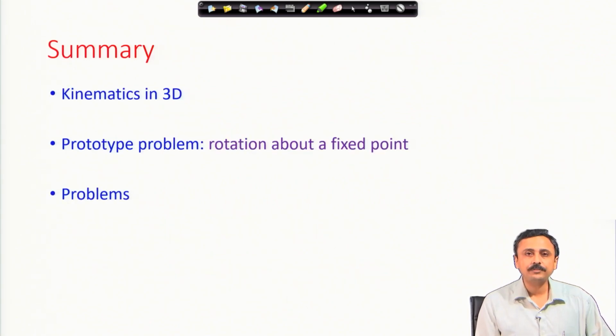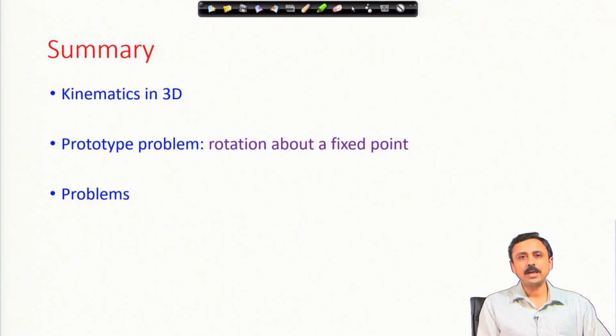To summarize, we have discussed the kinematics in 3 dimensions, we looked at the prototype problem, and whatever examples we have discussed, they all fall under that prototype system, which is an axisymmetric body rotating about a fixed point. You should remember how the frames were constructed. There is of course no single way to construct the frames, but we have taken problems in which we have constructed frames in a different way.